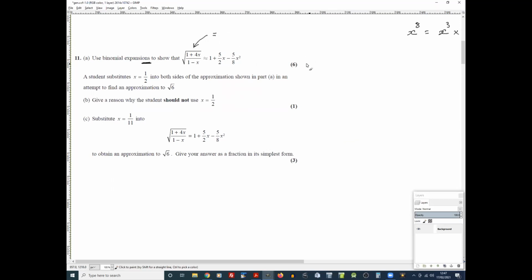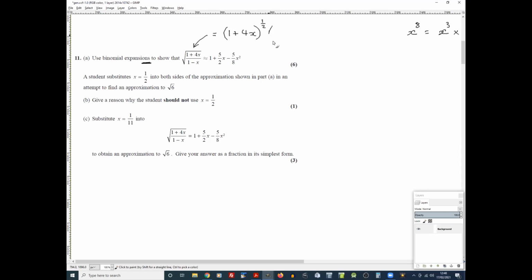First of all, going to rewrite it how? I guess we'd say all to the half. Yes, and then? And then you'd say 1 plus 4x to the half times 1 minus x to the minus half. Exactly. Well done.